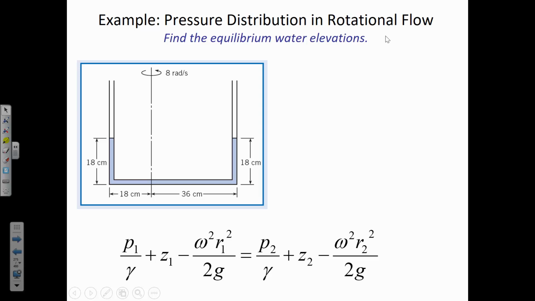Okay, so find the equilibrium water elevations, and you can use this rotational flow equation and then this equation that I've just written on the board, Z1 plus Z2 equals 0.36 meters, to find out when it's spinning at this speed, where are the water elevations at? What is Z1 and what is Z2?